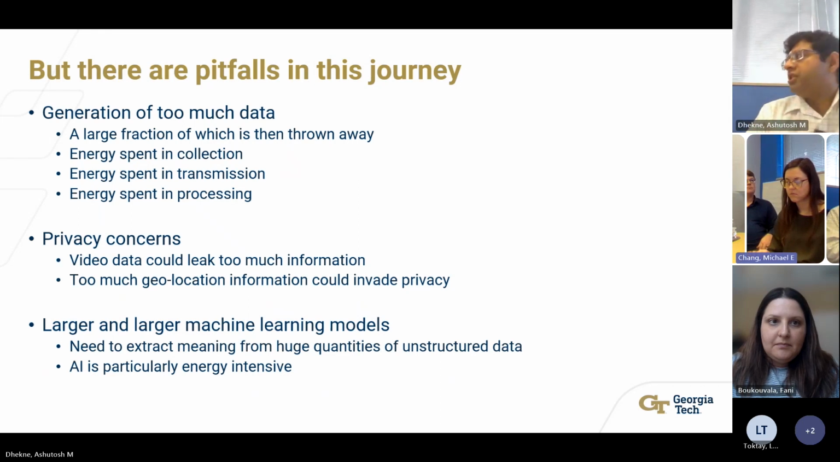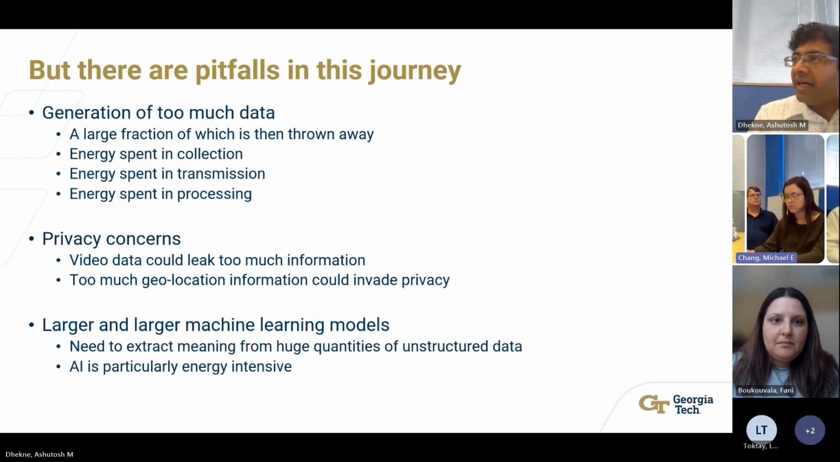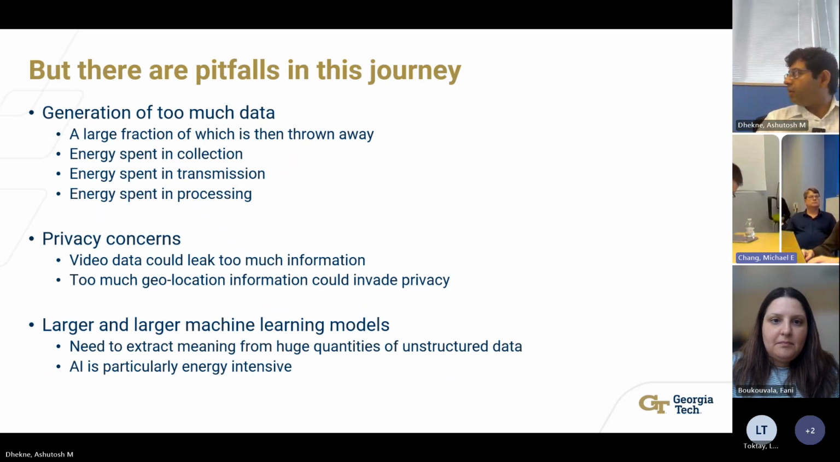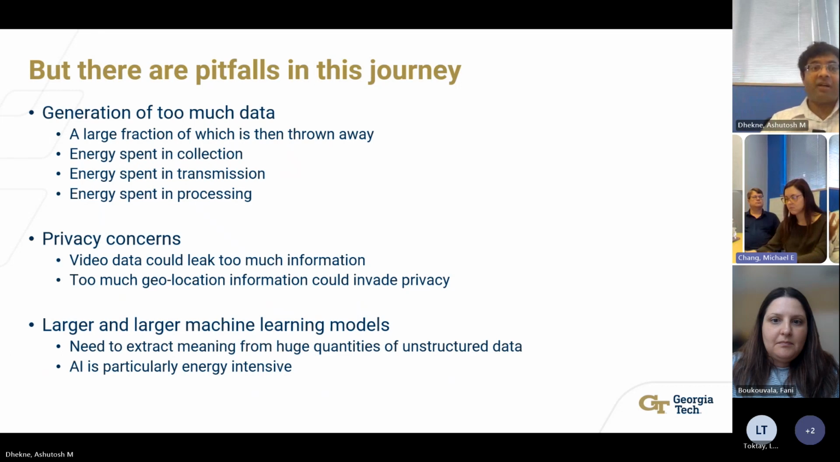We are generating too much data. Okay. And a large fraction of that data is essentially being thrown away. So we are not really using it. We're just generating a lot of data, which means we are spending energy on collection of data. We are spending energy in transmission, and we are spending energy in processing of data. There are also privacy concerns. So you're collecting data on a street. There are privacy concerns about people's faces being recognized and so on. And video data could easily leak too much information.